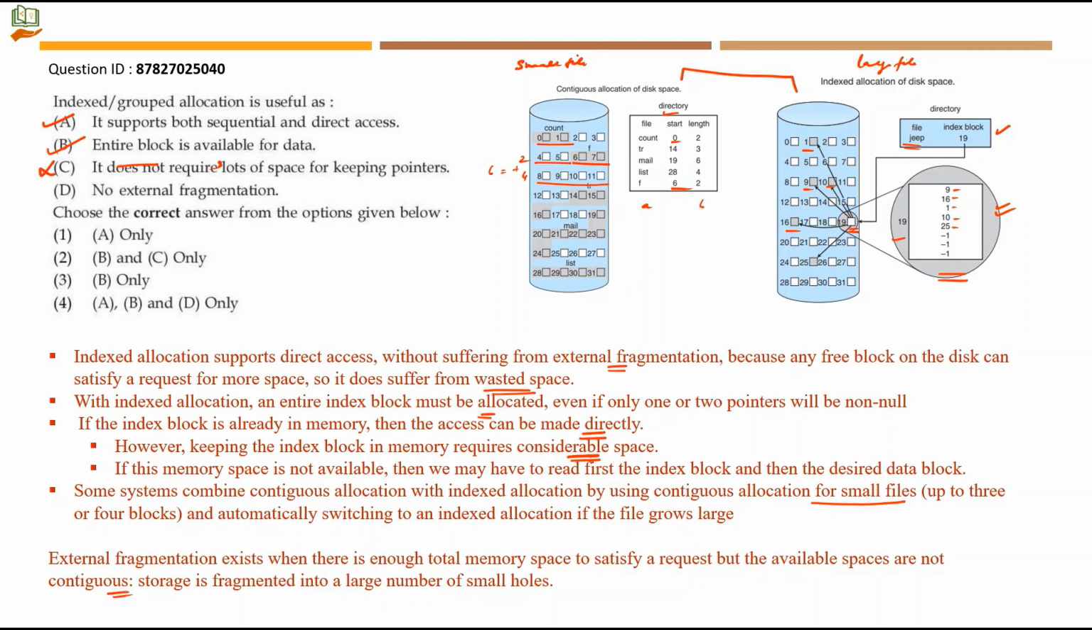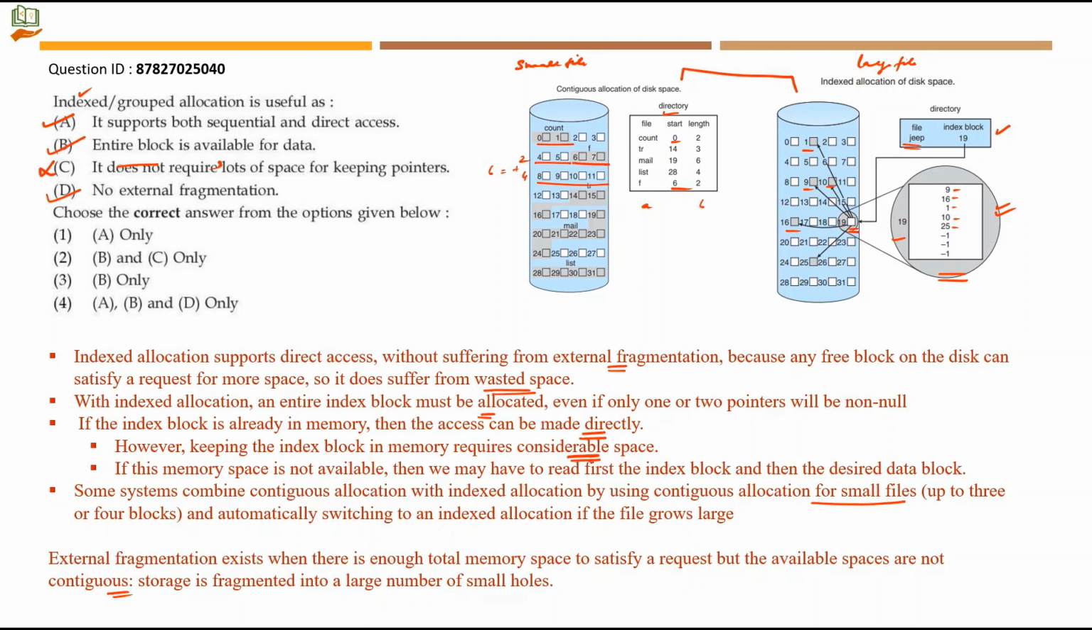Then there is no external fragmentation. This is true with regard to indexed allocation. They say it is not suffering from external fragmentation. So external fragmentation is when you don't have continuous storage, you have to fragment the path. So that will not happen in case of indexed allocation. So D is also right. Options A, B and D are correct.